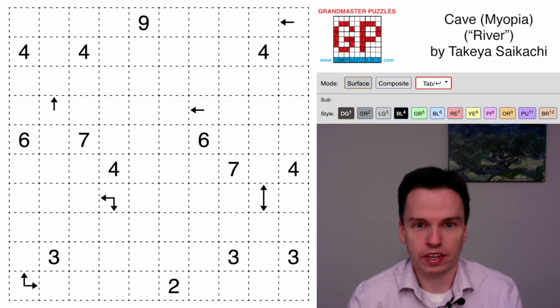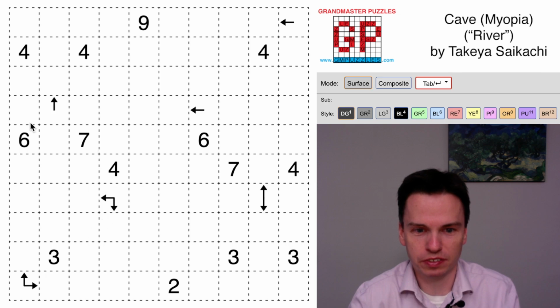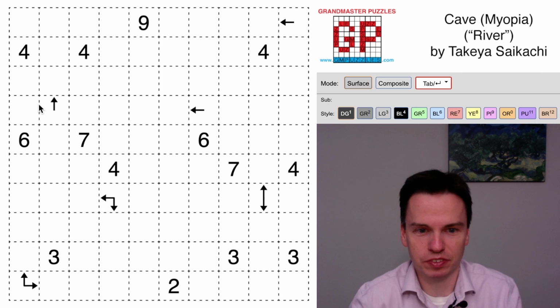So here to talk through this cave myopia puzzle by Takeya Saikachi with a river theme. I'm pretty sure it's for how the cave cells and the shaded cells have to flow together in different respects. The myopia itself is a rule taken from some loop puzzles, but it means where this cell or this cell, whatever is the closest shaded cell, will be in this direction.